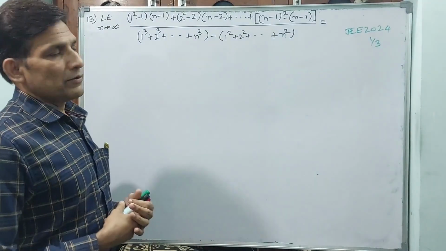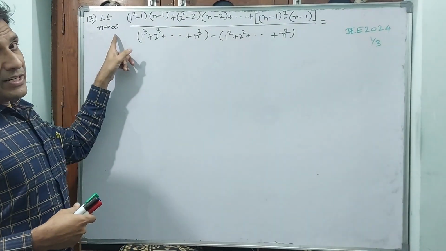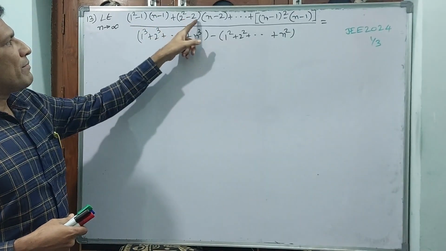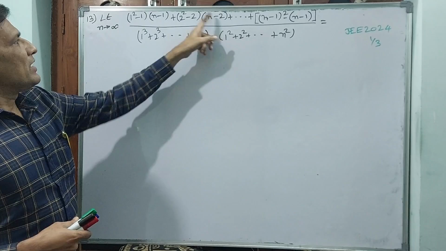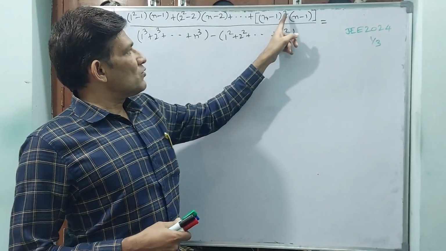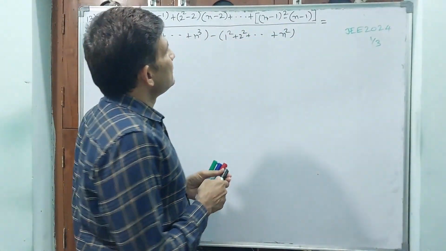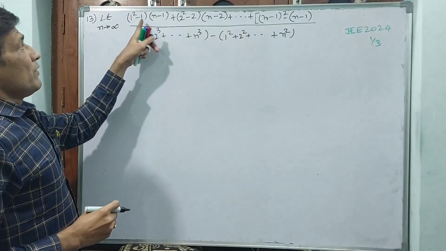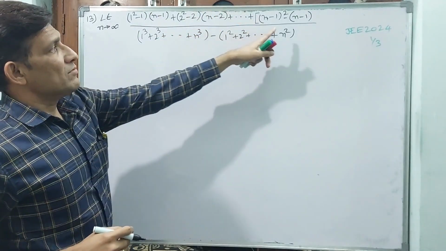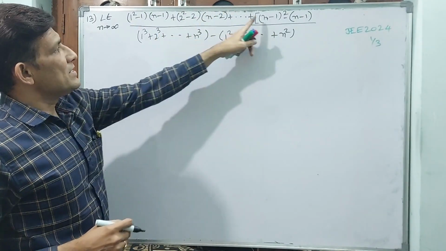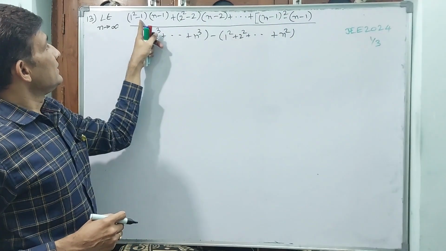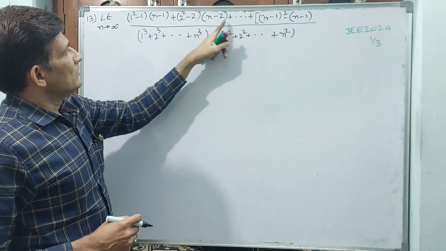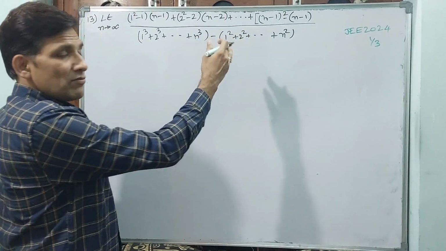All are from 2024. Limit n tends to infinity, 1 square minus 1, actually this is going to become 0, first term. 2 square minus 2 into n minus 2, n minus 1, n minus 1 square. How to modify this? See, the last term is n minus 1. If it is n square minus 1 will come, but the last term is n minus 1 square minus n minus 1. Why? Because see, 1 means 1 will come, 2 means 2 will come, 3 means 3 will come, n minus 1 means n minus 1 will come.